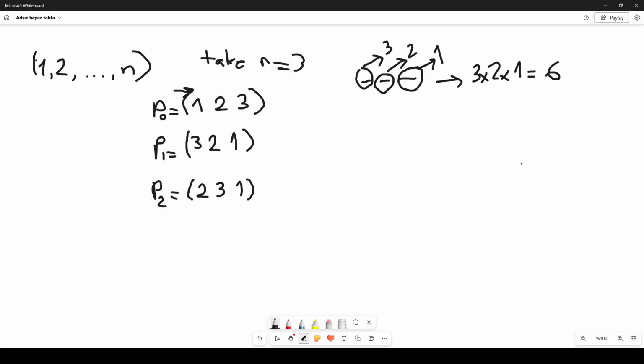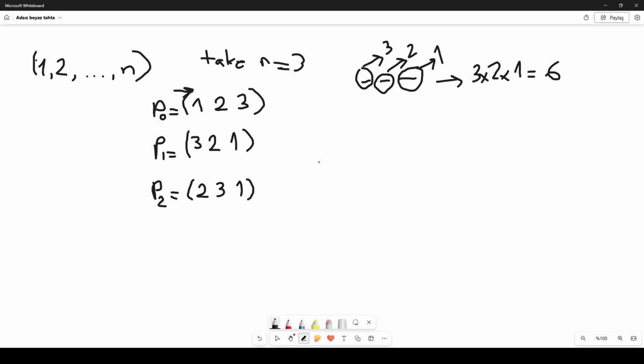Okay, this is what a permutation is. In short, a permutation is a rearrangement of n elements. If I switch the positions of 2 elements, then I obtain another permutation. As long as I keep doing the same process, I will be producing other permutations. So this is the definition of a permutation.